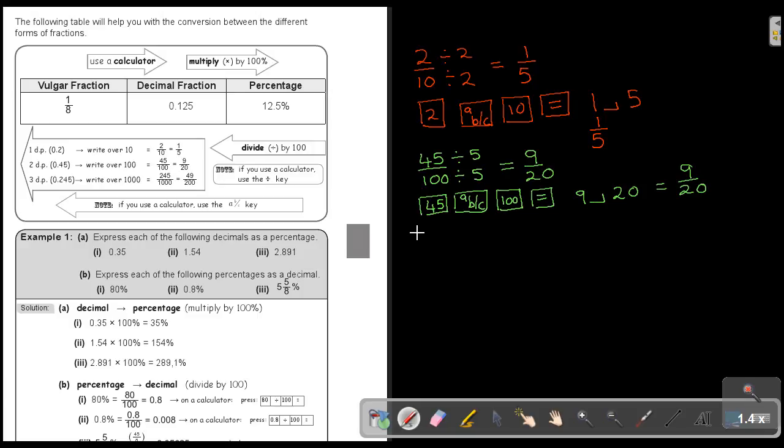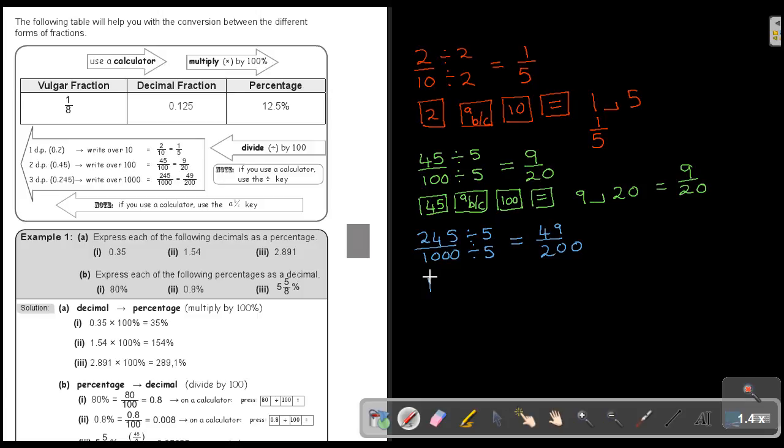If I go and I say 245 over 1,000, now, again, it ends with a 0 and a 5, so I can divide by 5. And if I divide by 5, I will get 49 over 200, which is in the simplest form.